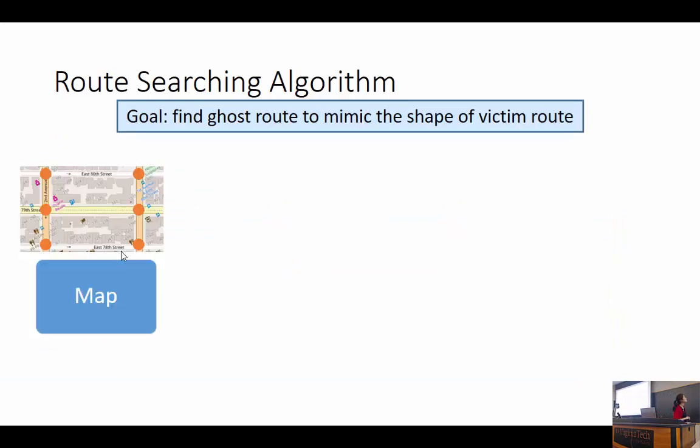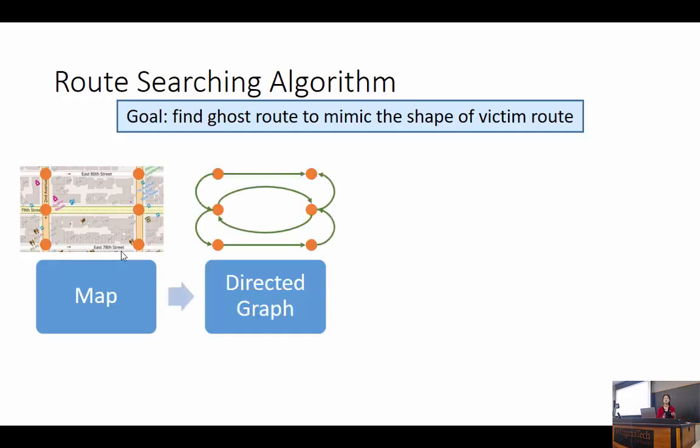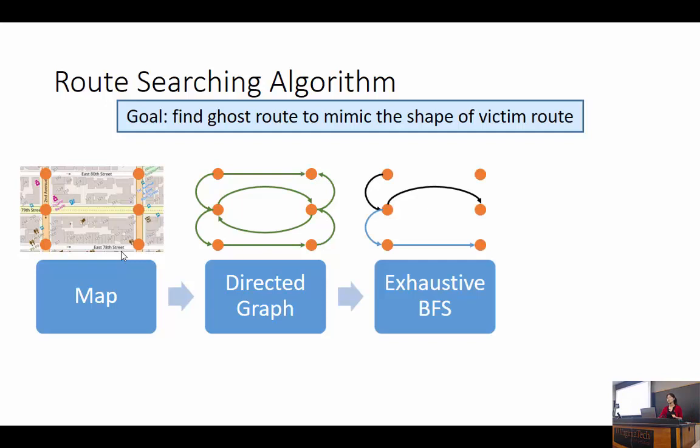And so theoretically, when we take a map, the attacker will first map this real map into a directed graph, where every node on this directed graph represents an intersection. And then he will do an exhaustive breadth-first search to find two paths. One is a victim path and one is a ghost path that have very similar shape in terms of, for example, left turn matches left turn. Speed limit, the differences between the speed limits are under a certain threshold.